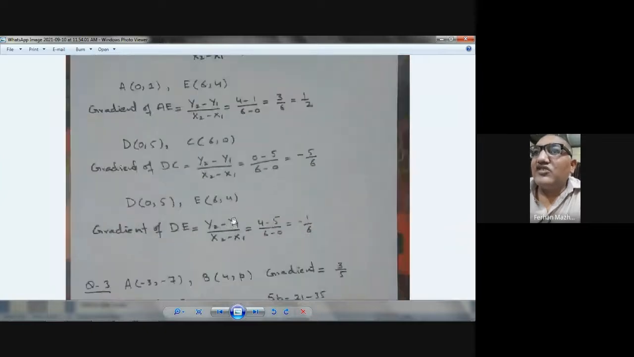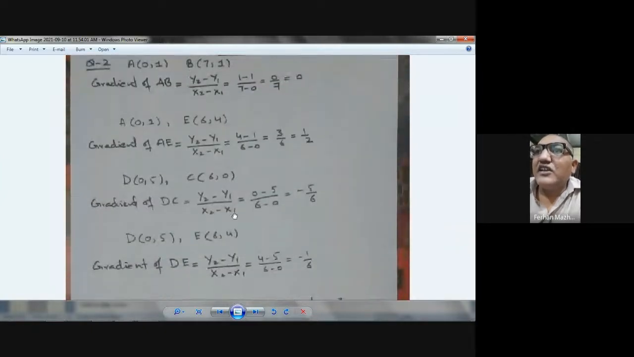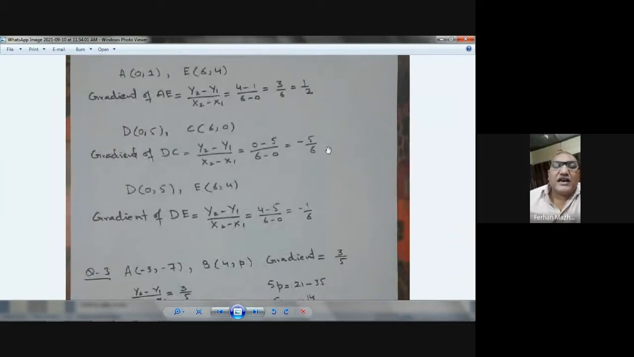Okay, here we go. The next question on question number 2 is find the gradient of AE. The coordinates of A are 0, 1. The coordinates of E are 6, 4. The formula for the gradient is y2 minus y1 divided by x2 minus x1. So just put those values of y2 and y1. It will be 4 minus 1. And downstairs put the value of x2 and x1. That will be 6 minus 0. 4 minus 1 is 3. 6 minus 0 is 6. So 3 by 6 will be 1 by 2. So the gradient of the line AE will be 1 by 2.